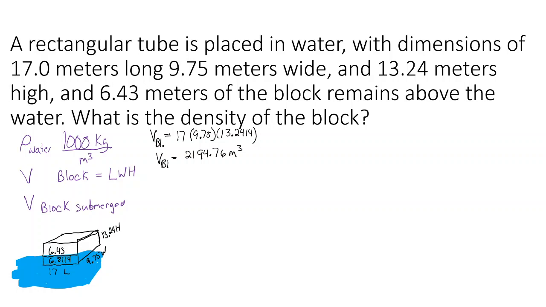Then the next thing I want to do is find the volume of the block that's submerged. So in order to do the volume submerged, we're going to do the length of the block, again 17, 9.75 wide still, but this time we're going to use 6.8114 because that's the amount of the block that's underneath the surface of the water. So we're going to do 17 times 9.75 times 6.8114. So the volume submerged is equal to 1128.98955 meters cubed.